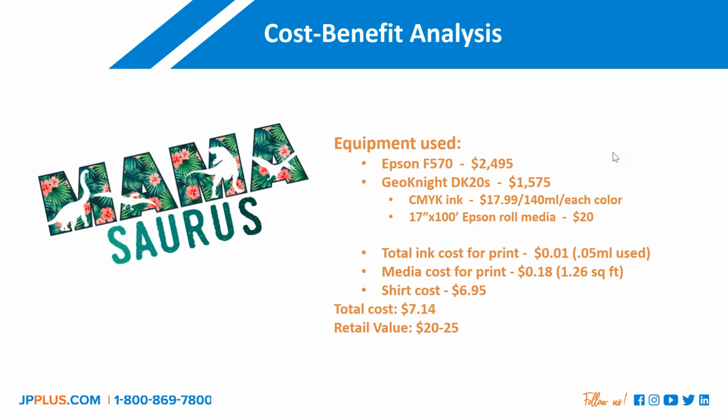The Epson F570 does have a cost calculator built directly into it, so I was able to pull this information directly from there after my print. The total cost for ink was under a penny. Not very much ink used. Media cost was 18 cents. Not very much media used. So you can see there that it's super efficient and great for that.